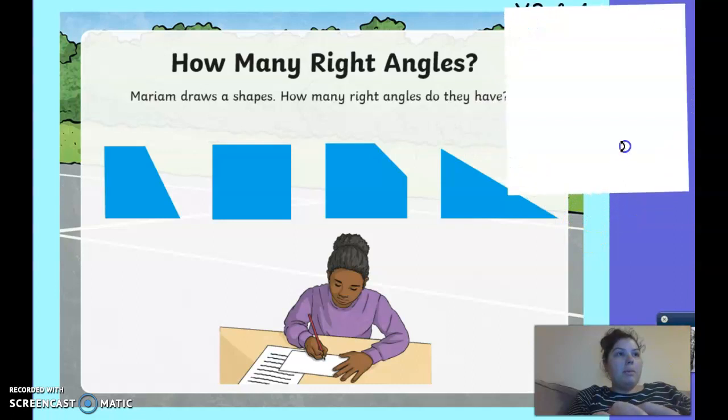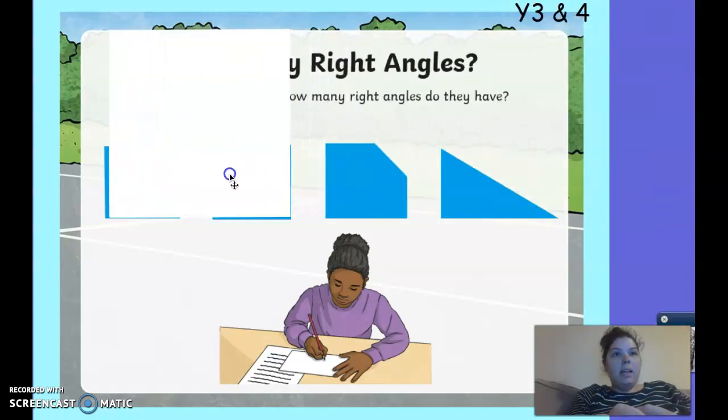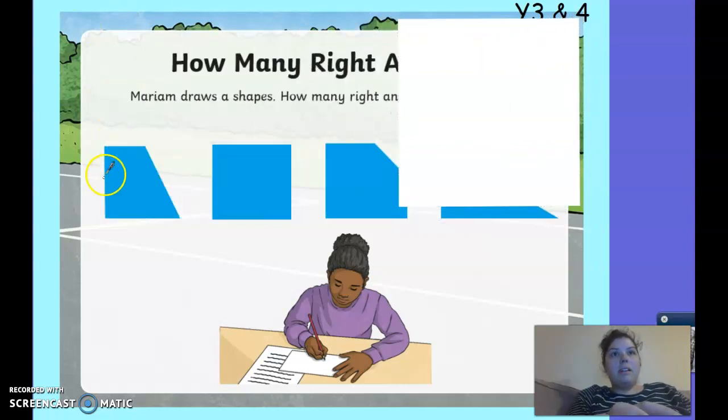You can put your piece of paper up to the screen, like this. I'm going to put my one here. Yes, I can definitely see one right angle there. And I'm going to identify it, like I said, with that square.